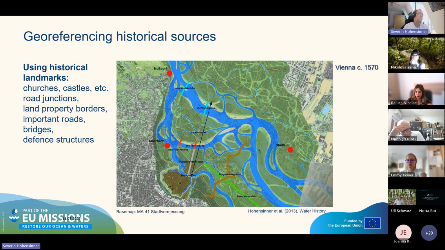But very important for us were also historical bridges, which means bridge remains, archaeological findings of bridge remains. They helped us a lot to locate and to georeference the very old historical sources. And we did this for Vienna.